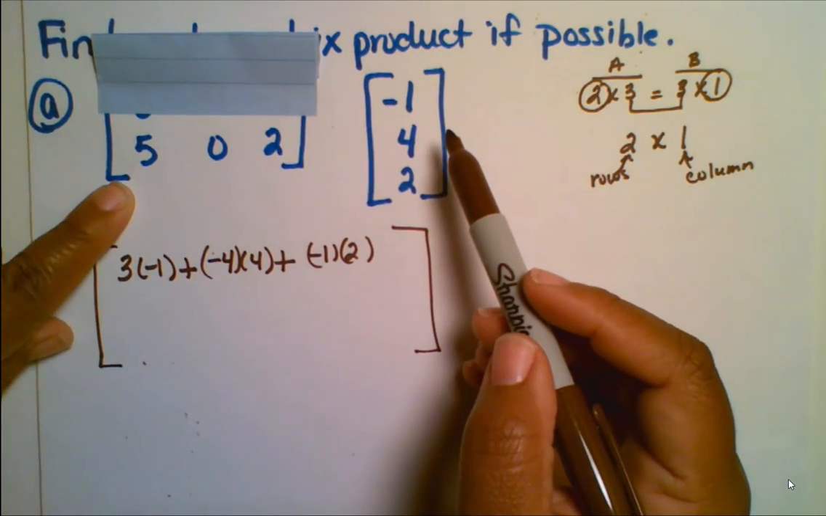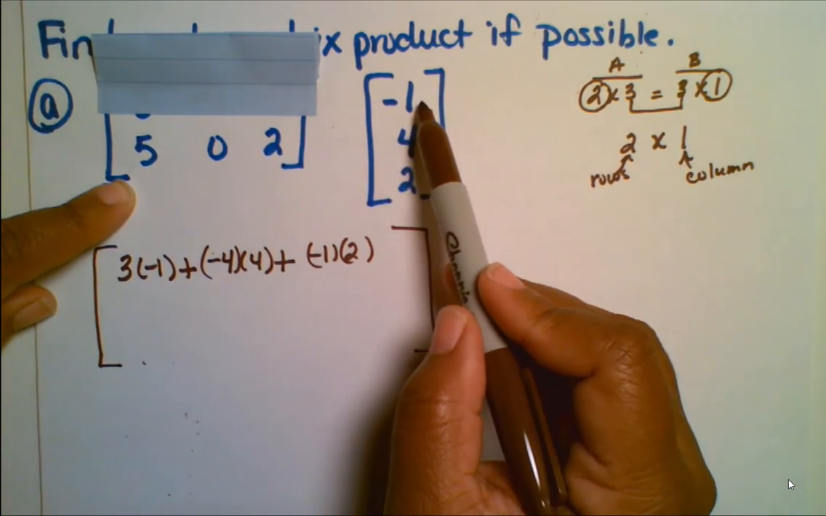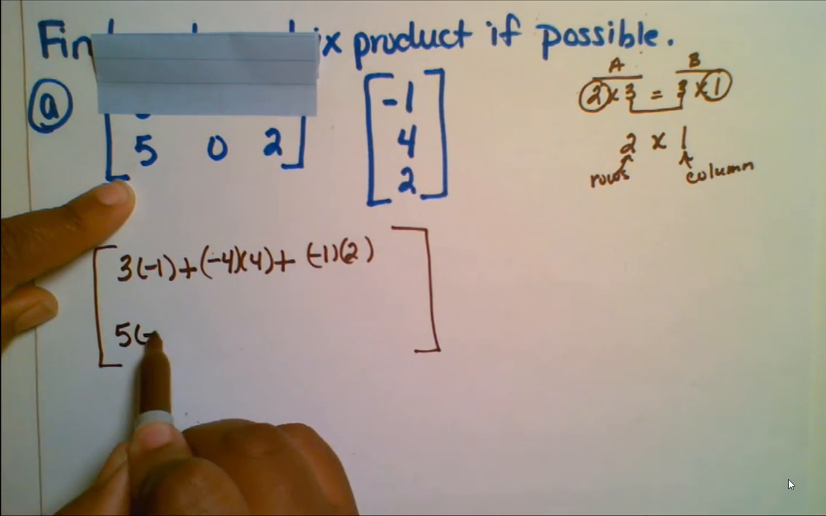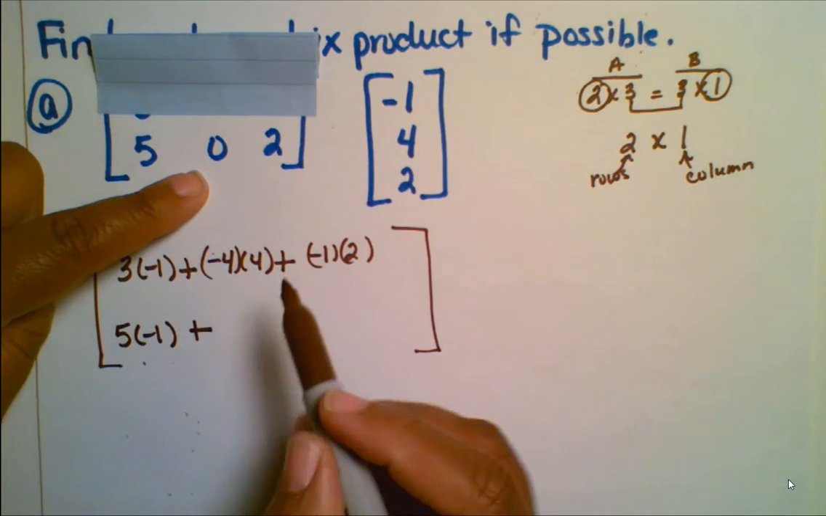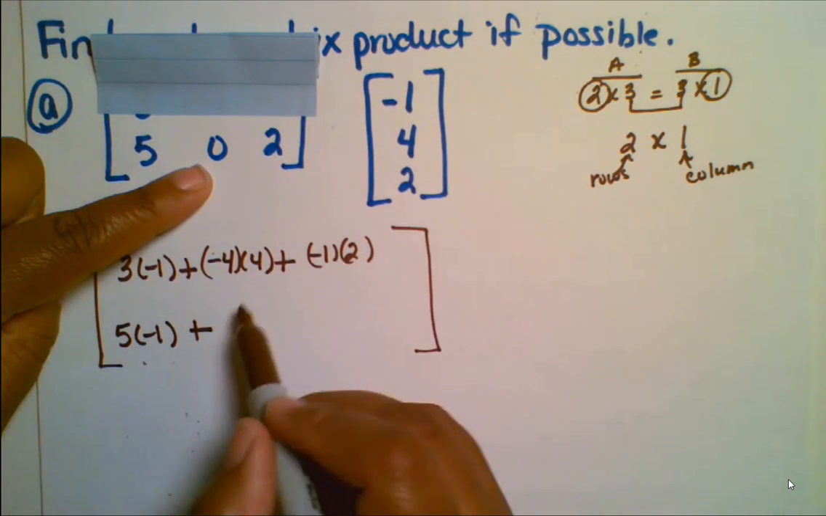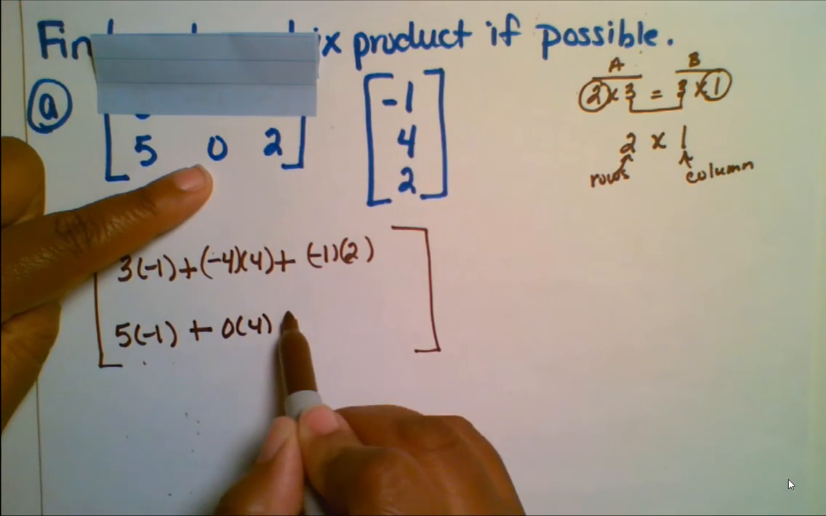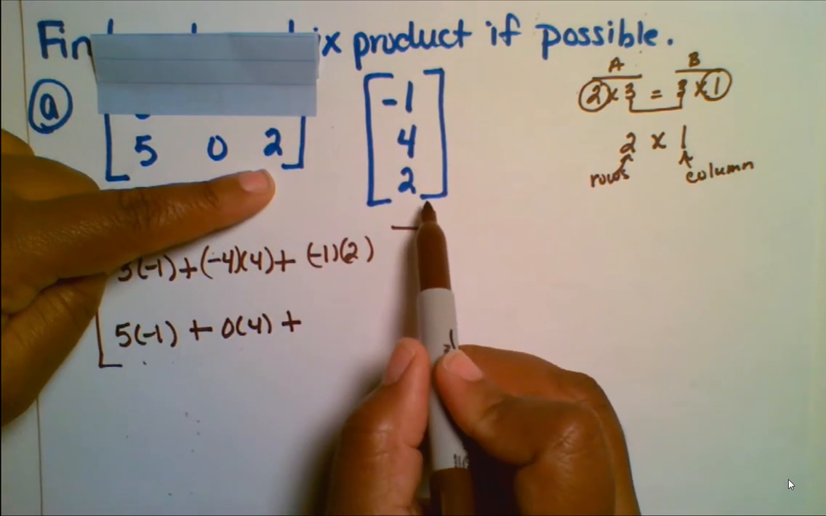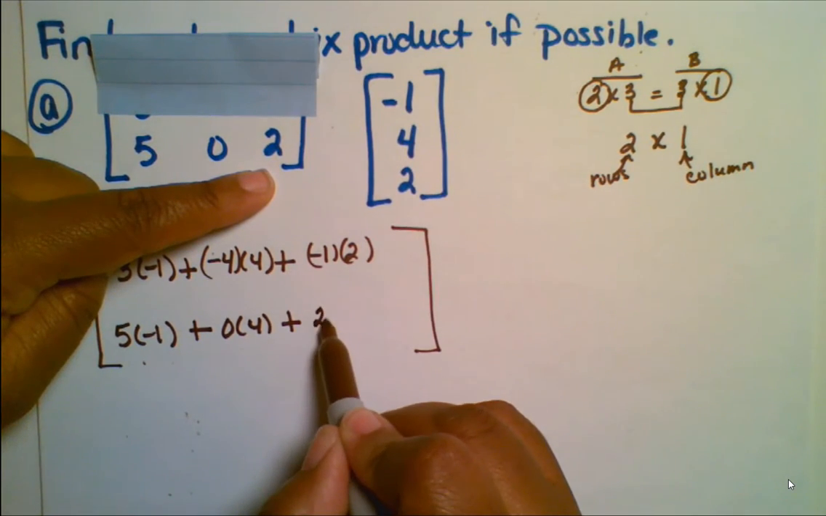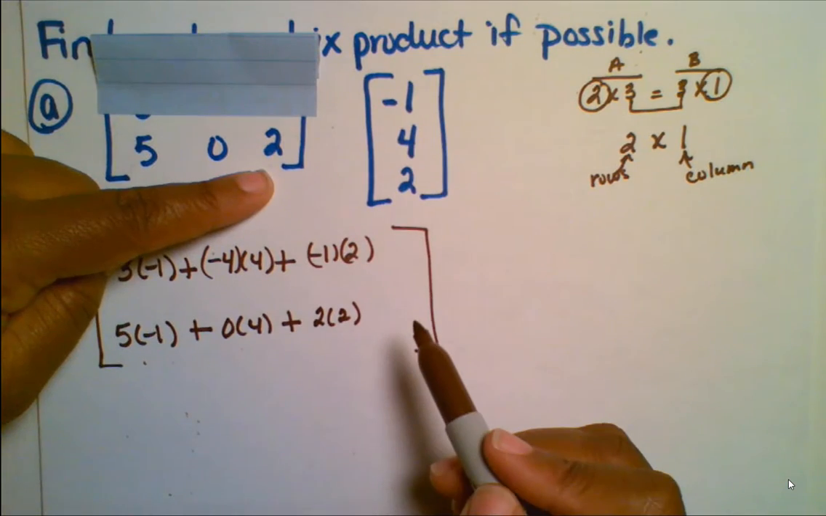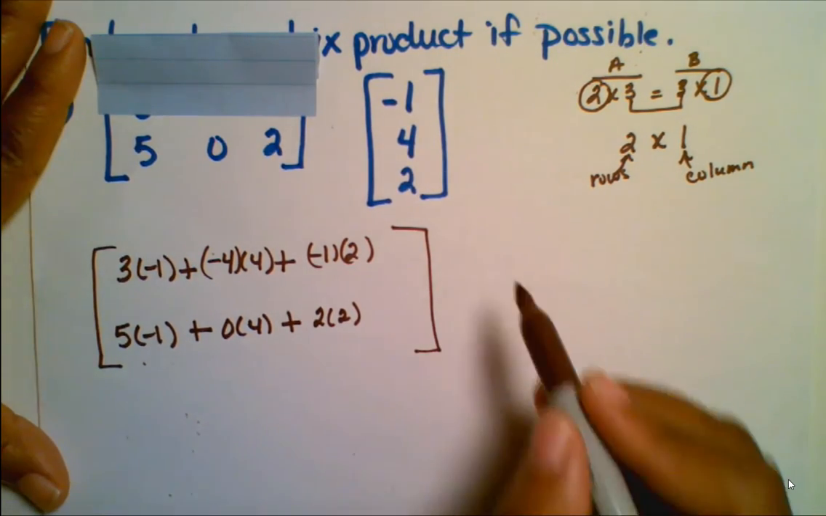We're going to look at the first element in row 2 multiplied to the first element in column 1. So 5 times -1 plus the second element in row 2 times the second element in column 1. We have 0 times 4 plus the third element in row 2 times the third element in the first column. And then let's find the value.